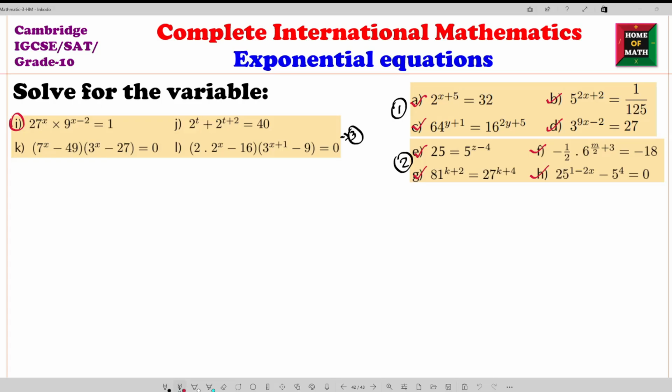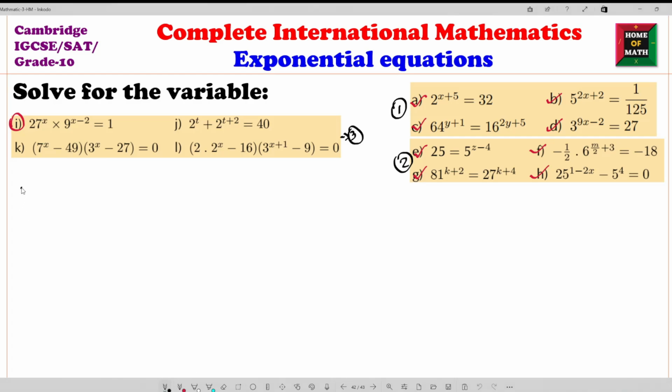Exponential equation. We are starting the third part. In this part, we will start from number I. 1 and 2 we already completed. A to H, which you will get in the description box. Now let's start.